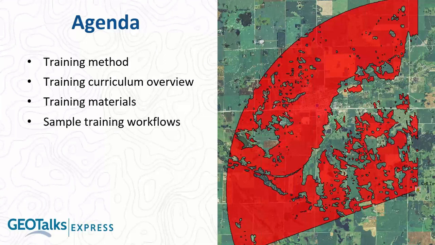Again, as I mentioned, to simulate the process, we will go through what we call sample training workflows. We're going to take specific sections of our training curriculum. I'm going to hand over to Mackenzie at this stage, and she's going to guide us through what we would cover in that section, basically going through the individual workflows.